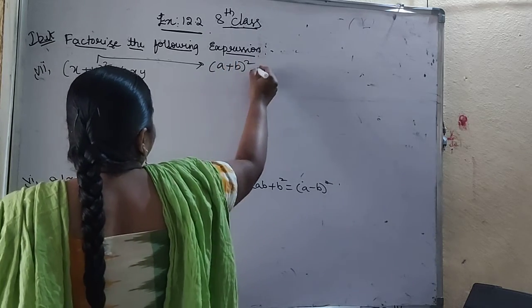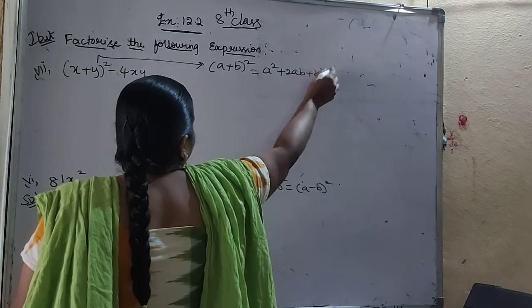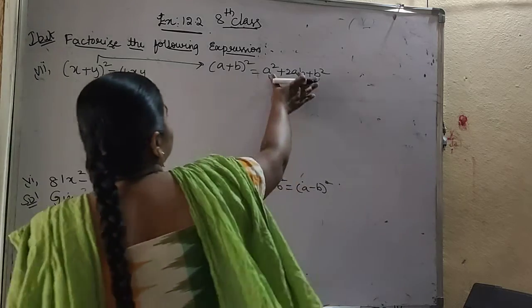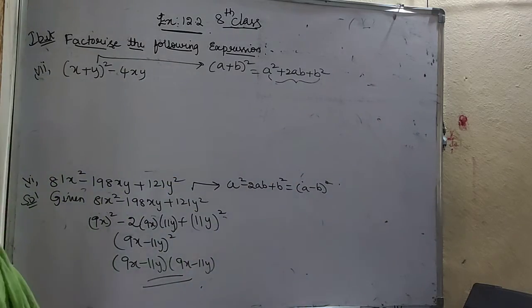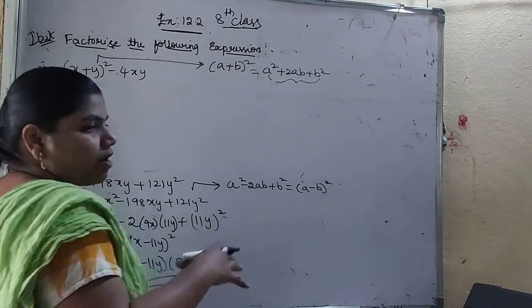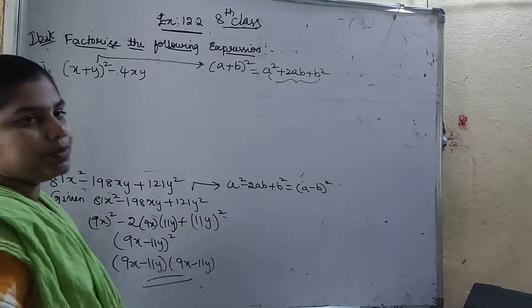Now this value we have to split to a square plus 2ab plus b square. So we have to split in this form now. Till now they have given it in this form, and we have converted it to the a plus b whole square form. Now they have given the a plus b whole square form, we have to convert that to a square plus 2ab plus b square.